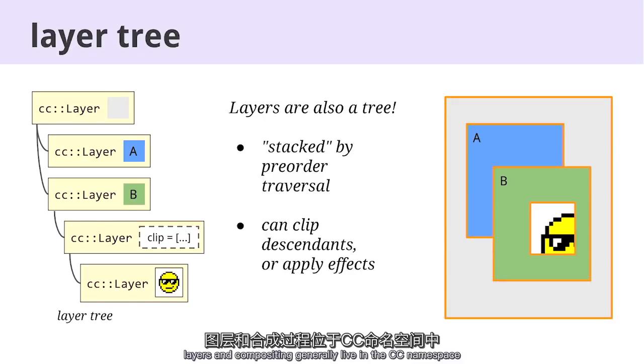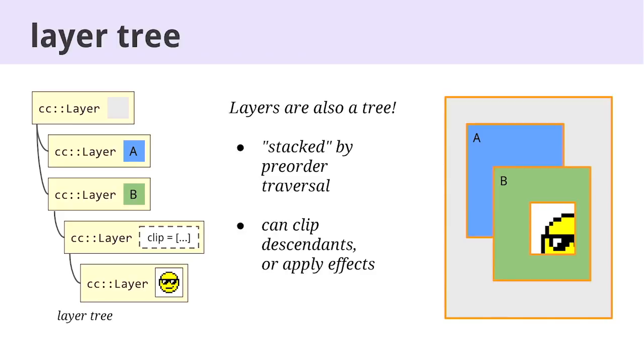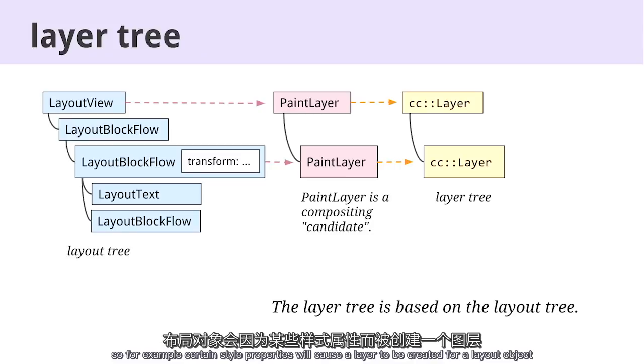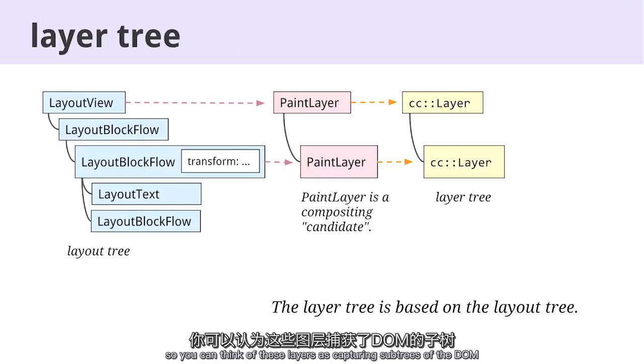Layers in compositing generally live in the CC namespace, which stands for Chromium Compositor, so that's why you see CC layer all over the place. And the layer tree is based on the layout tree indirectly. So, for example, certain style properties will cause a layer to be created for a layout object. And if a layout object doesn't have a layer, it paints into the layer of the nearest ancestor that has one. So you can think of these layers as capturing subtrees of the DOM.